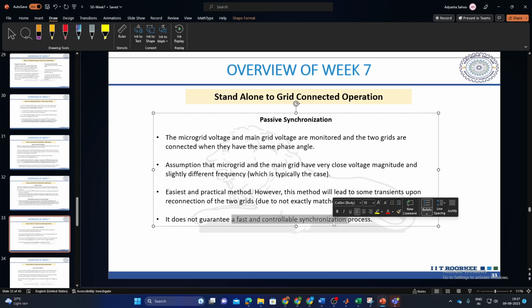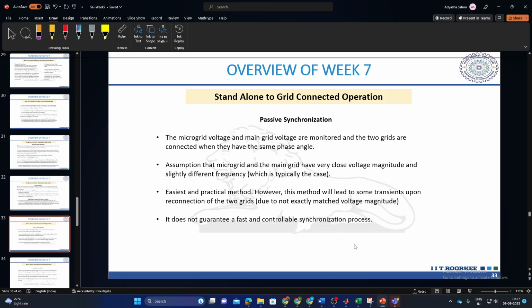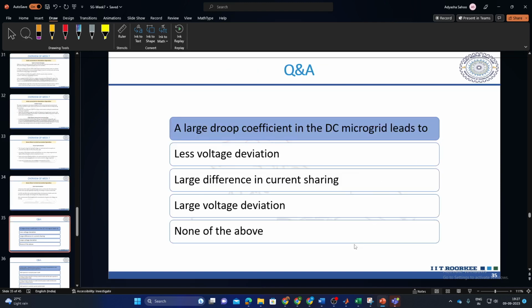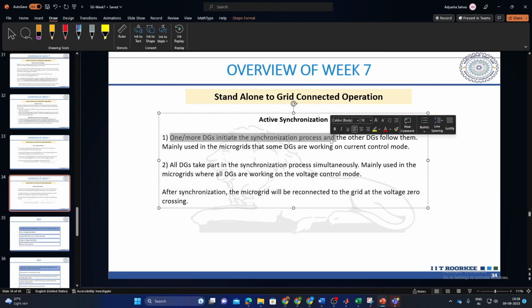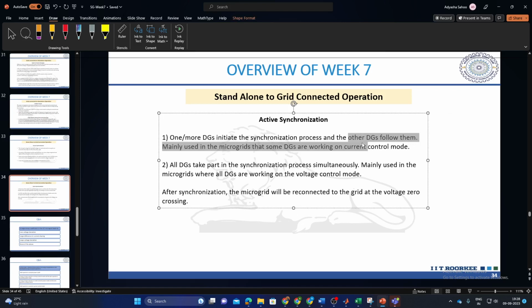Although it is very easy and practical, it is based on manual matching. So some voltage magnitude imbalance will always be there, and this will lead to some transients after closing. Also it is not fast, because you are not able to control anything; you are just monitoring, and whenever you have the desired phase angle, you connect. You are waiting for the right time, that's why you can't control it.